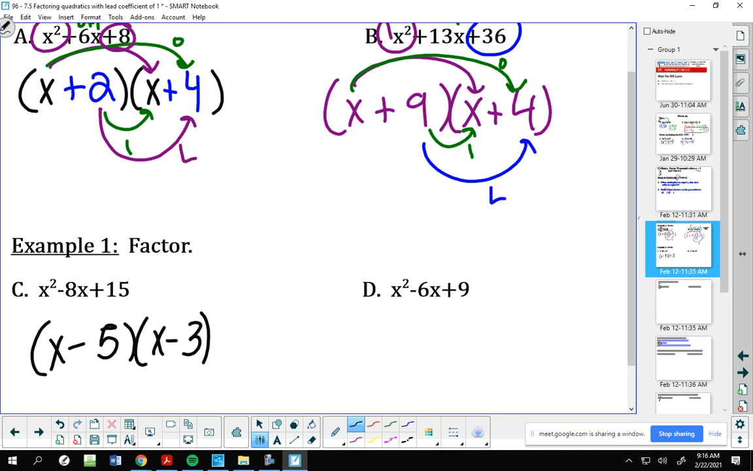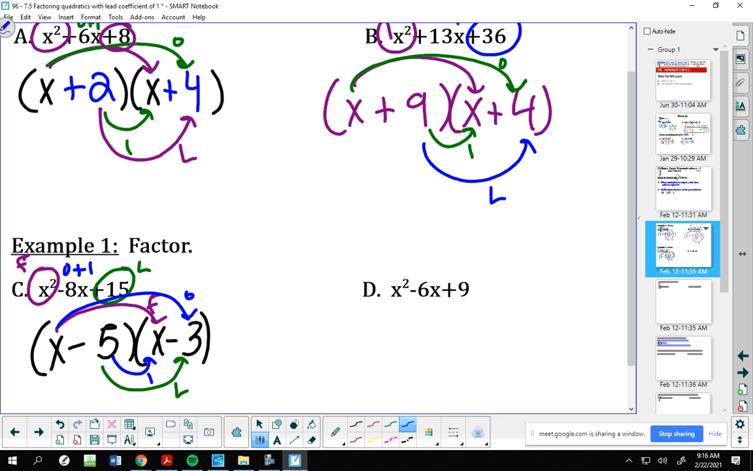And then, guys, you always want to do a quick check. First times first is x squared. Boom. Last times last. -5 times -3 is positive 15. Good. And then you always check your outer and inner. Okay? Outer is -3x. Inner is -5x. -3x minus 5x is -8x. Perfect. We're good. Okay, so always do a quick FOIL check. First, outer, inner, last.